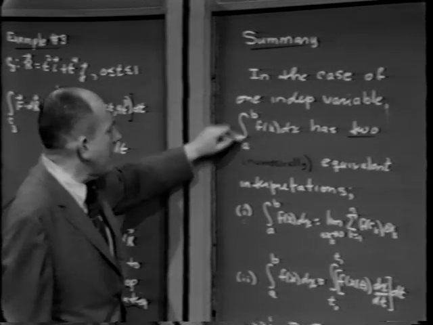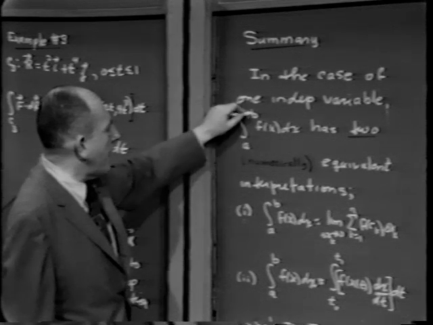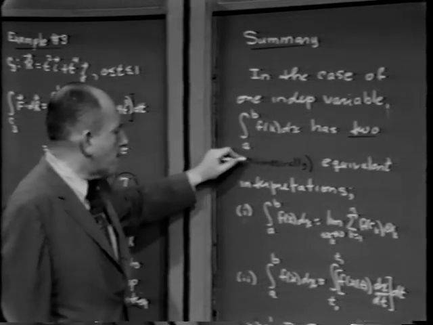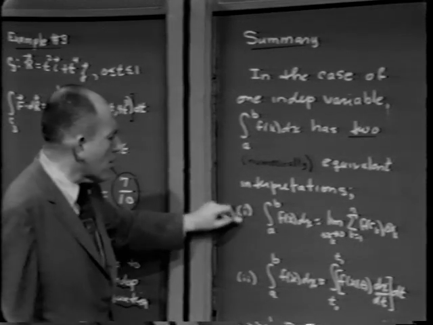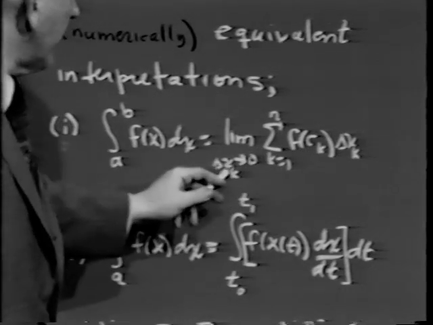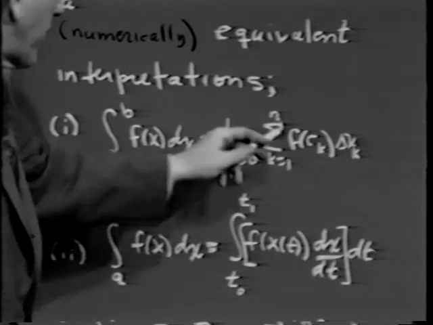That conceptually, there were two different ways to interpret the meaning of the symbol integral from a to b f of x dx. Numerically, they came out to be the same. But what were the two different interpretations? One was as the limit of a particular infinite sum, right? That was the definite integral notation.